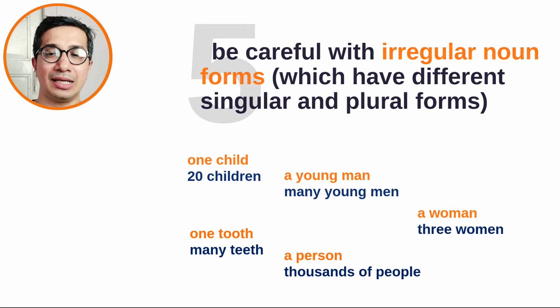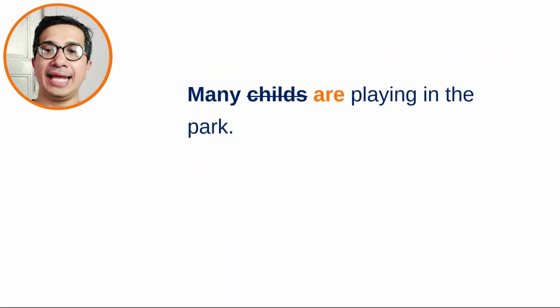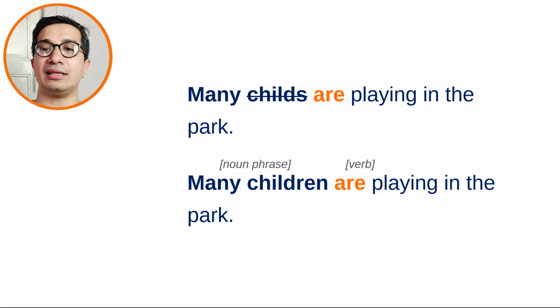So saying that many childs are playing in the park would be absolutely incorrect because of the wrong noun form childs. It should be many children are playing in the park, not childs.